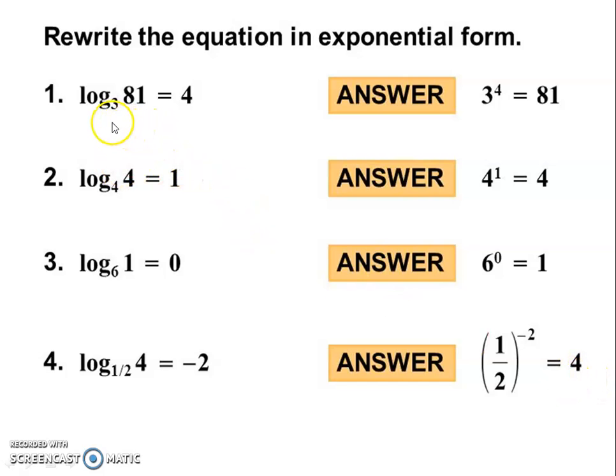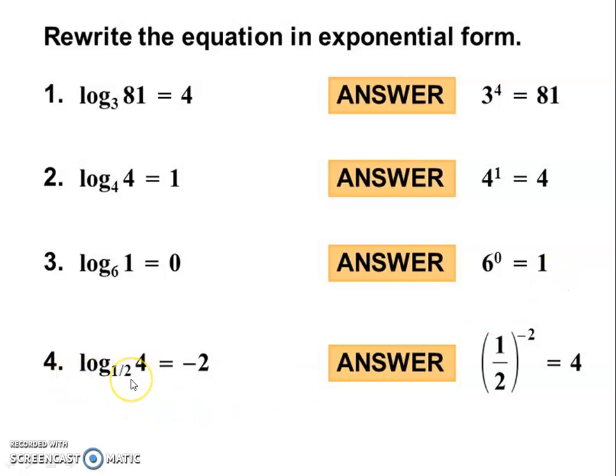I revise these examples again for your convenience. Log 81 to the base 3 is equal to 4. We should write base 3. The answer 4 goes to the index and the number 81 goes here. The trick is that the base raised to the answer gives the value of the number. Log 4 to the base 4 is equal to 1. I should write base 4 here, the answer 1 in the index, and the remaining number is 4. Log 1 to the base 6 equal to 0. That means 6 raised to 0 is equal to 1.